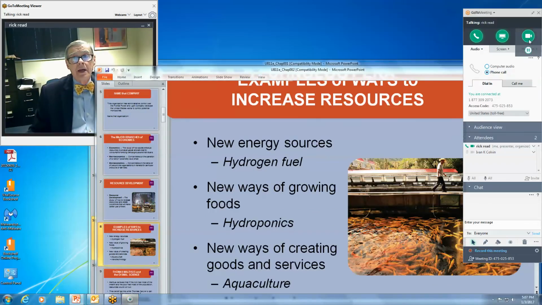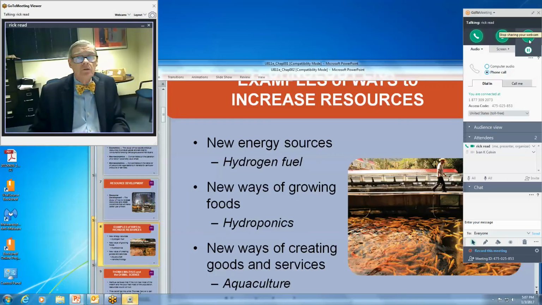This is an example of using resources. Here's the example of hydrogen fuel and ways of growing foods through a technique known as hydroponics. Now, hydrogen is something that we can create. And so if we're able to harness hydrogen and use it wisely, and I use that term because we don't always do things wisely, we'll be able to wean ourselves from fossil fuels, oil and coal and things of that nature.